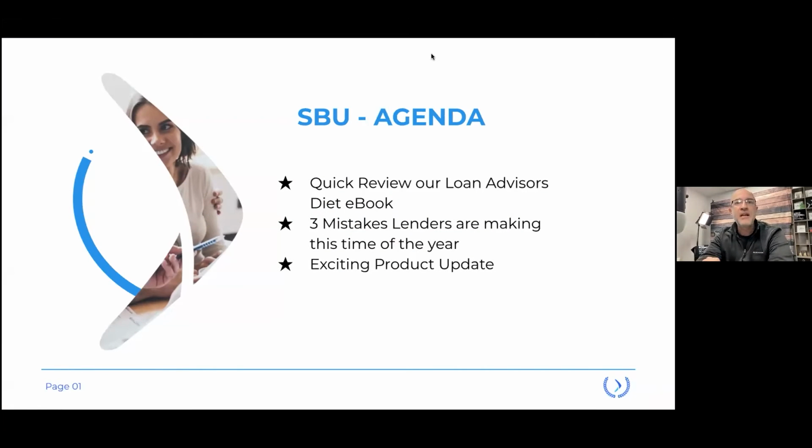Quick agenda for today. We're going to review what we call our Loan Advisors Diet ebook. It was just published recently by our marketing team. We're going to take a quick look at that, and if you need access to it, we're going to make sure we give you that. We're also going to talk about the 3 mistakes that lenders are making this time of the year and how to avoid those mistakes, and better than avoiding them, how to crush through it into next year.